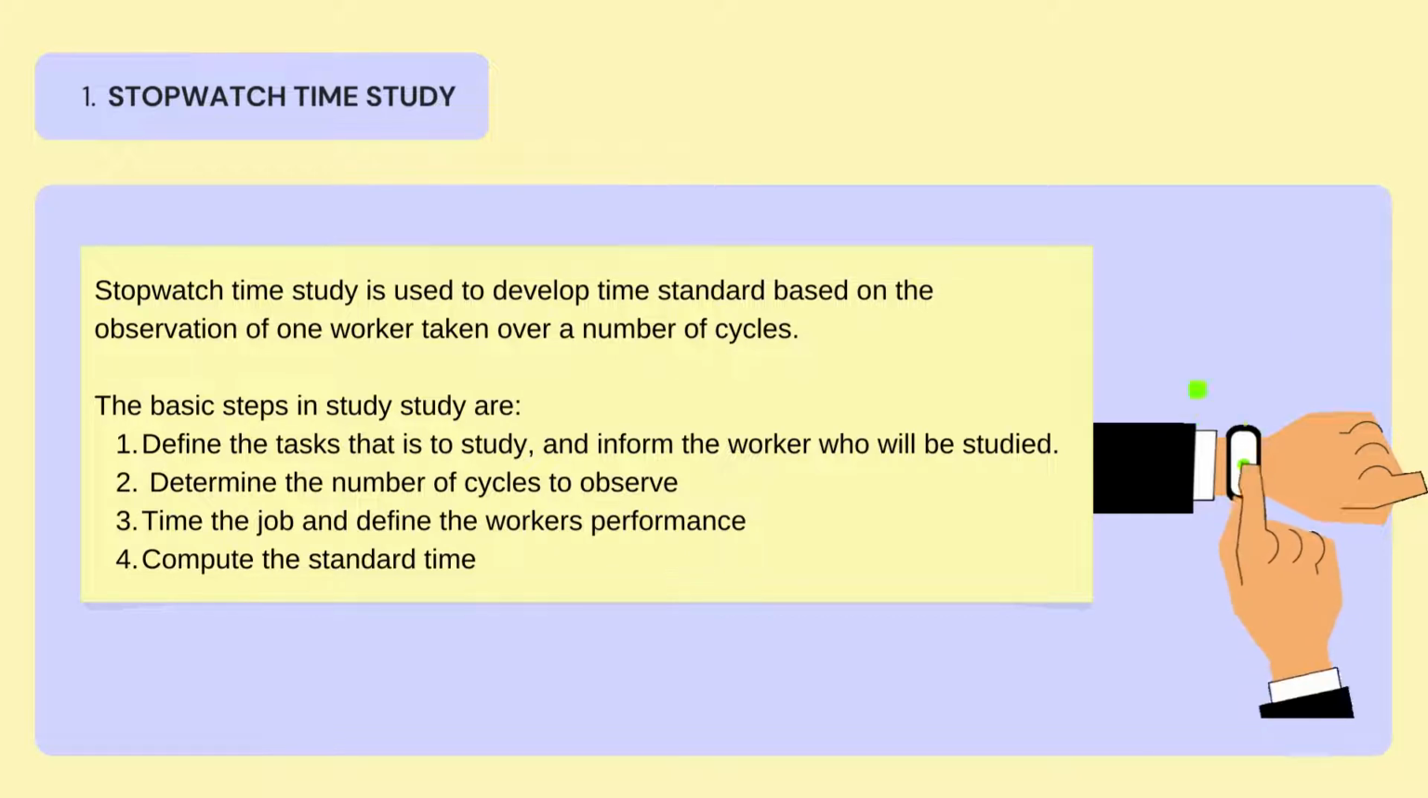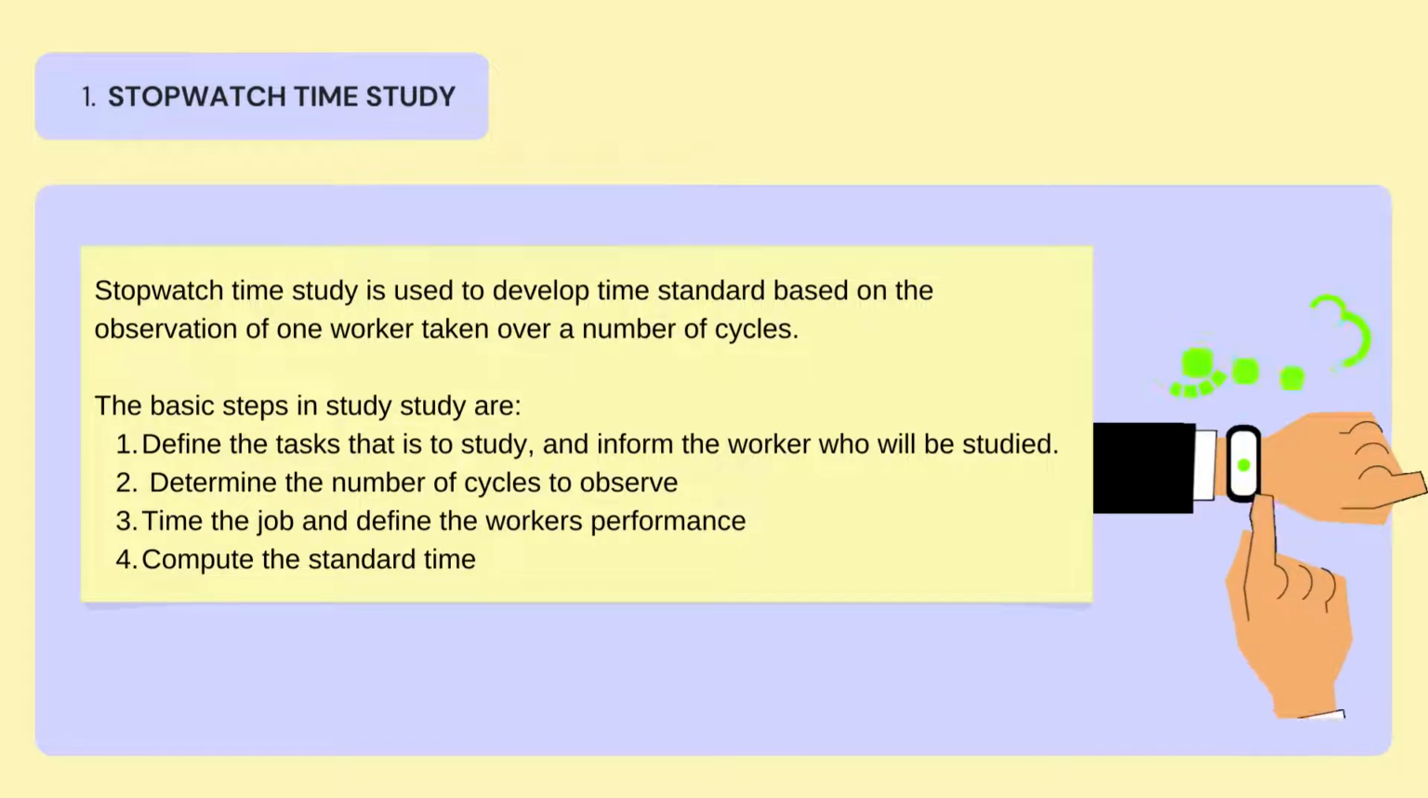First is the stopwatch time study. So with the help of the stopwatch time study, which is the most commonly used work measurement method, this was developed by Frederick Winslow Taylor, and time study is best suited for short cycle repetitive jobs. So most of the production jobs can be easily timed by time study.